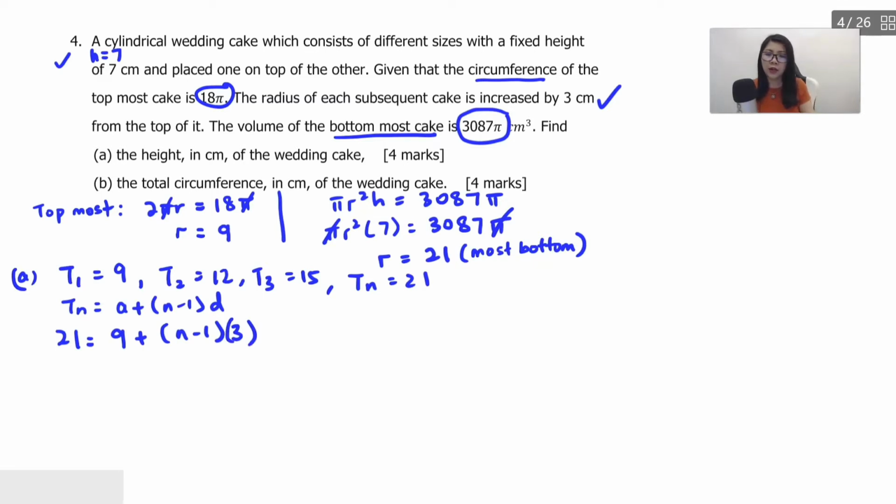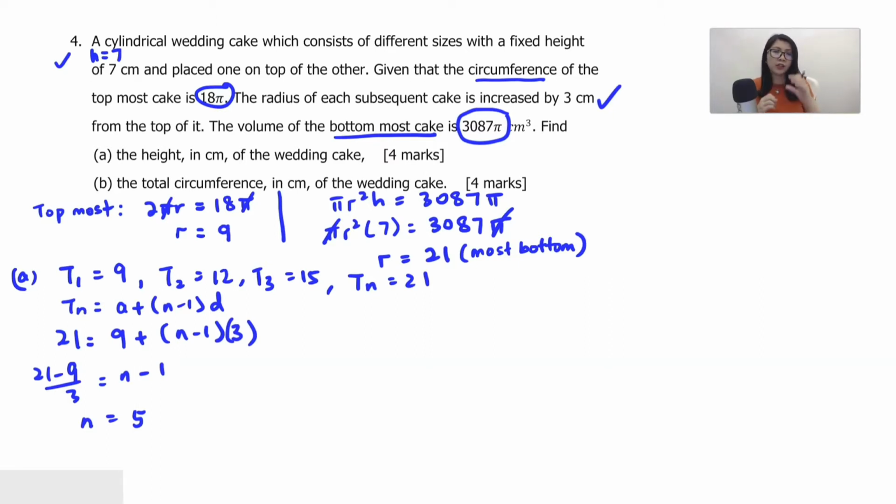So now we're going to find what is the n. So we're going to solve this. So 21 minus 9. After that we divide by 3 equals to n minus 1. Let's calculate this. 21 minus 9, then divided by 3, and then plus 1 is 5. Our n is 5. It means that our wedding cake has 5 tiers, or 5 levels. So now we need to find the height of the wedding cake.